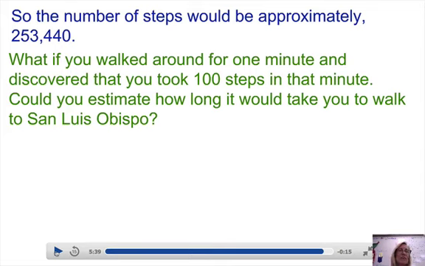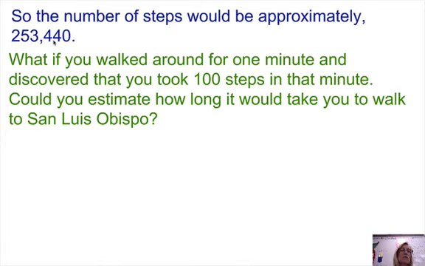And I don't really even need to do the long division because we know that the shortcut for dividing by 100 is come to the very end of the number and move the decimal point 2 places to the left. And if you were to do that, you would have about 2,534 minutes. That's how many minutes it would take you to get there.